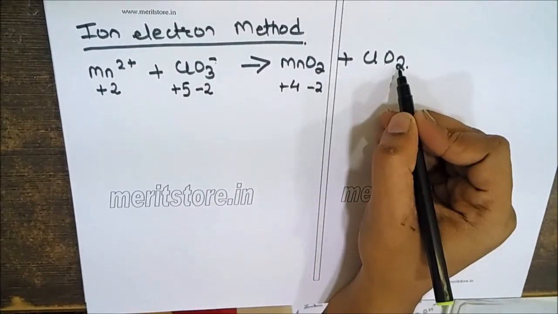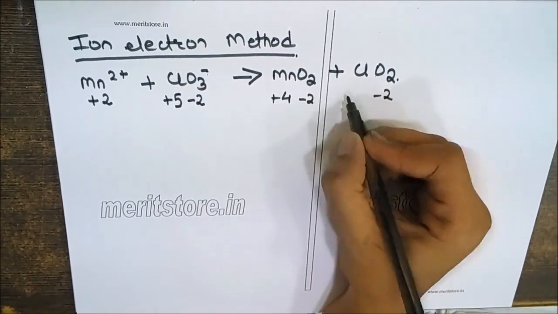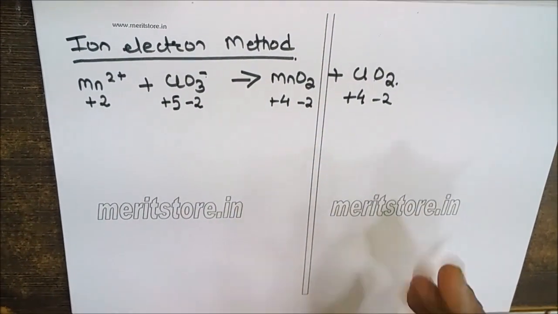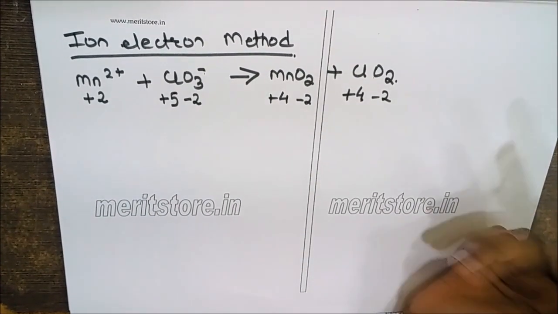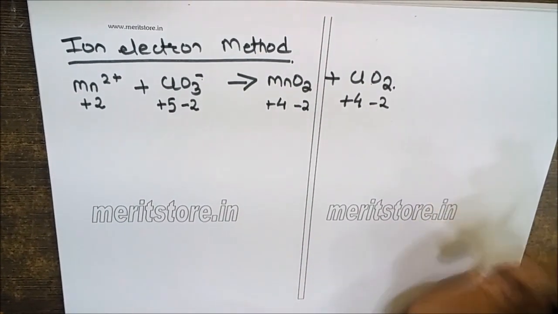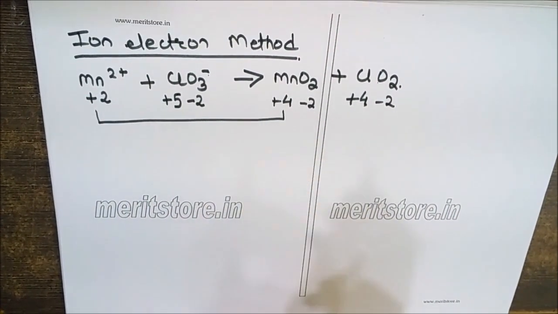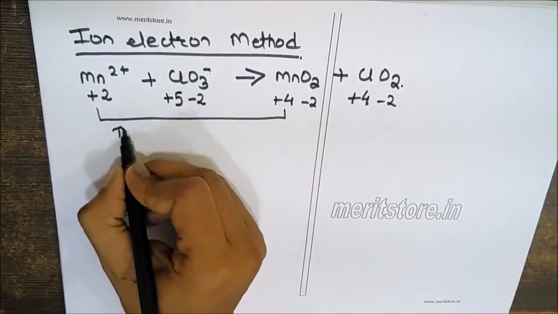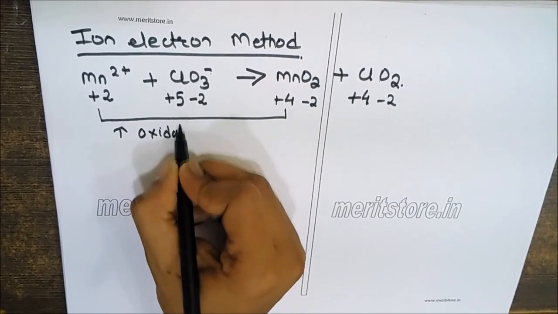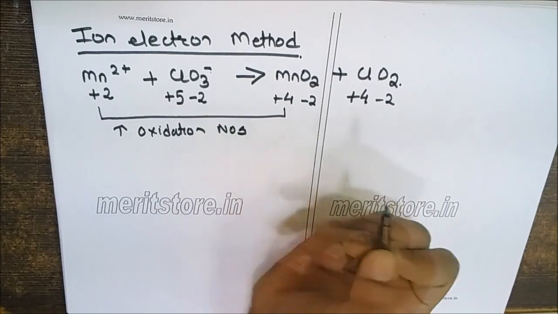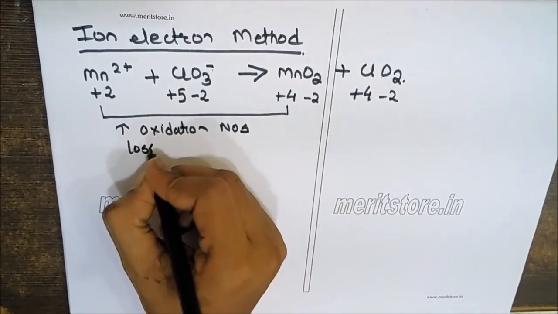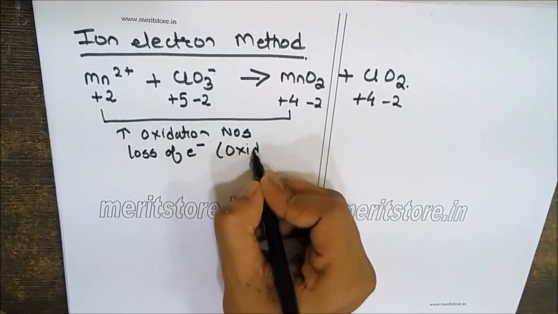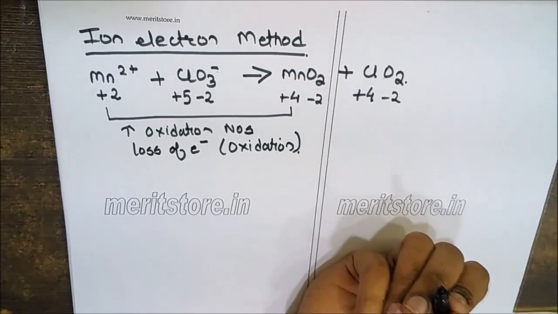Now here again it's a neutral molecule. So minus 2 into 2, minus 4. So this is becoming plus 4. Now after we have written the oxidation number of each atom, we need to find out which atom has undergone oxidation and which atom has undergone reduction. So for that, I am finding out the net increase. Can you see Mn is increased from plus 2 to plus 4. So this is an increase in oxidation number. Increase in oxidation number means there is loss of electrons, which means it has undergone oxidation.